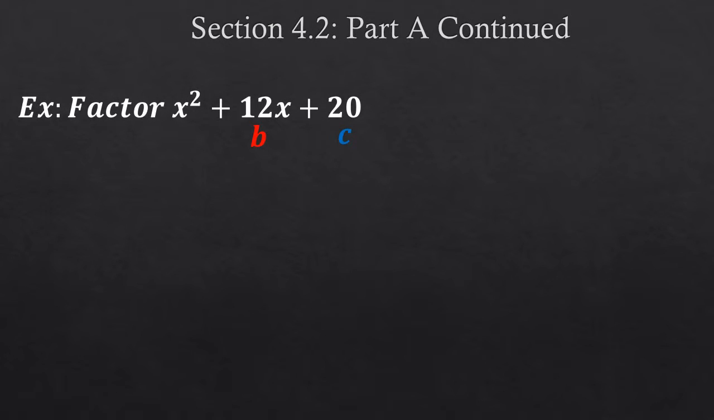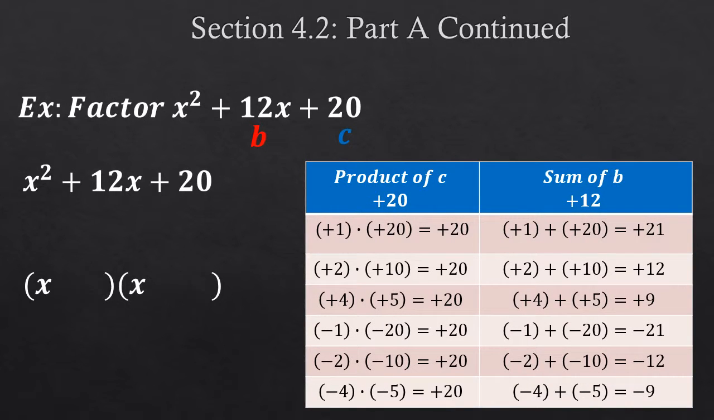First example, x to the second, positive 12x, positive 20. This is the BC method. Again, why? Because the coefficient here is not bigger than 1, so we can go ahead and apply the BC method. Now what we're looking for here is what are the numbers and what are their signs. What I like to usually do is, to the side somewhere, create a chart. One side is for the product of C and one side is for the sum of B.